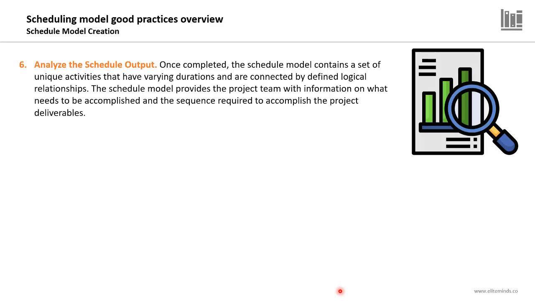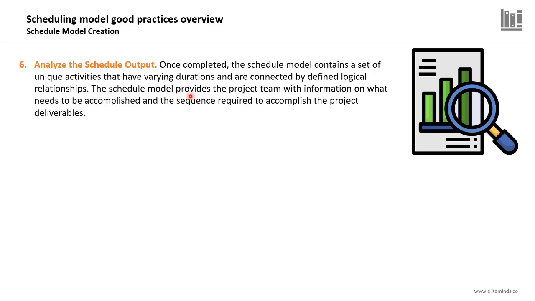Step number 6 is analyzing the schedule output, and we will cover the schedule model analysis tools and techniques in one of the following lectures in this section. But here, as a step, once completed, the schedule model contains a set of unique activities that have varying durations and that are connected by defined logical relationships.